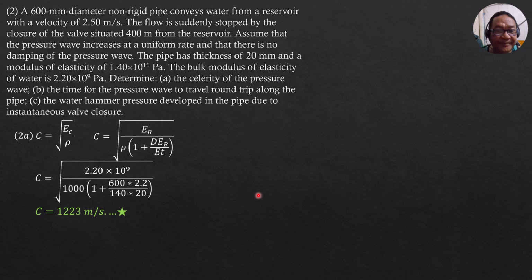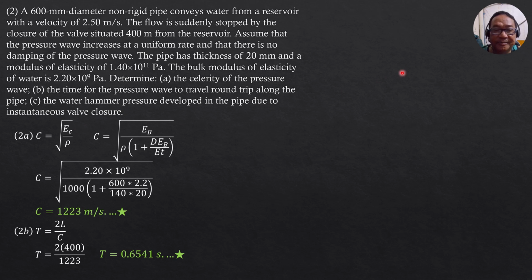Then for B, the time for the pressure wave to travel round trip along that pipe, the round trip distance is 2L, 2 times length of pipe divided by celerity. So it is equal to 2 times 400 over 1223, and that is equal to 0.6541 second. Then finally, the water hammer pressure developed in the pipe due to instantaneous valve closure.